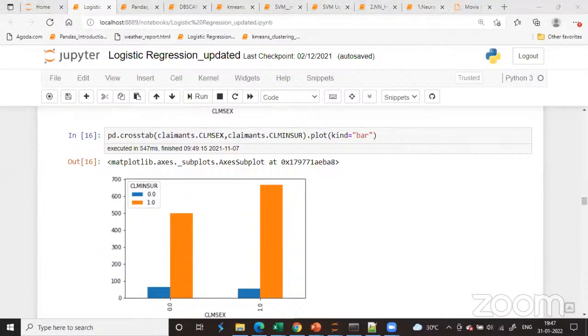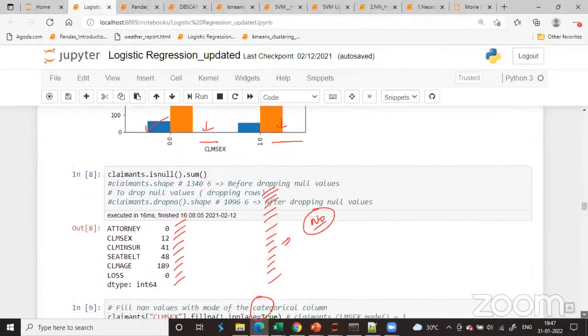Then I can do a cross tab between my claimant sex and claimant insurance first. So 1 stands for female. So most of my customers in my data set are females who are not having any insurance, compared to male customers or male claimants. Female observations are more in my data set.